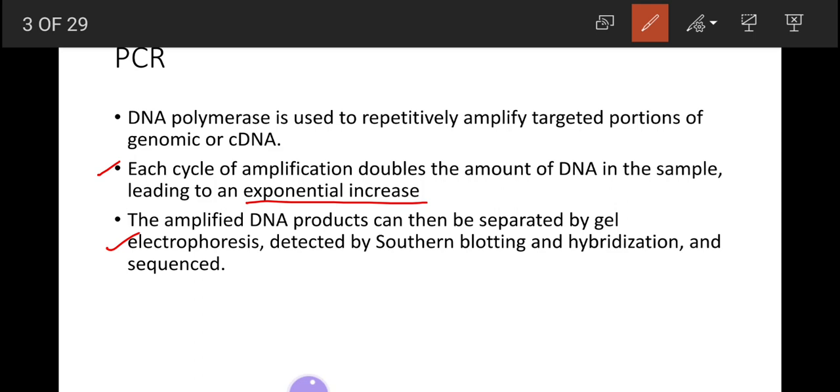Once we have the DNA product in sufficient amount, the purpose of the PCR is just to get the DNA in sufficient amount so that it can be used in Southern blotting, hybridization, and in sequencing. So the PCR method is just to get enough DNA.